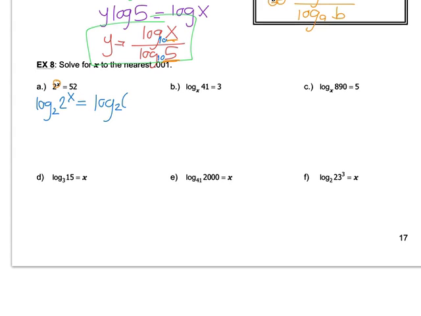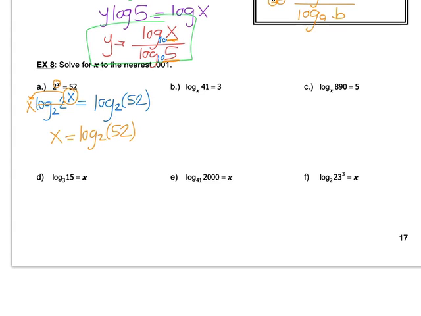Log base 2 of 52. So that's one way to do it. We know that this x will come down in front, and log base 2 of 2 cancels out. So we are left with x equals log base 2 of 52. Well, how can I evaluate that with my calculator? And that goes right back to the change of base formula.